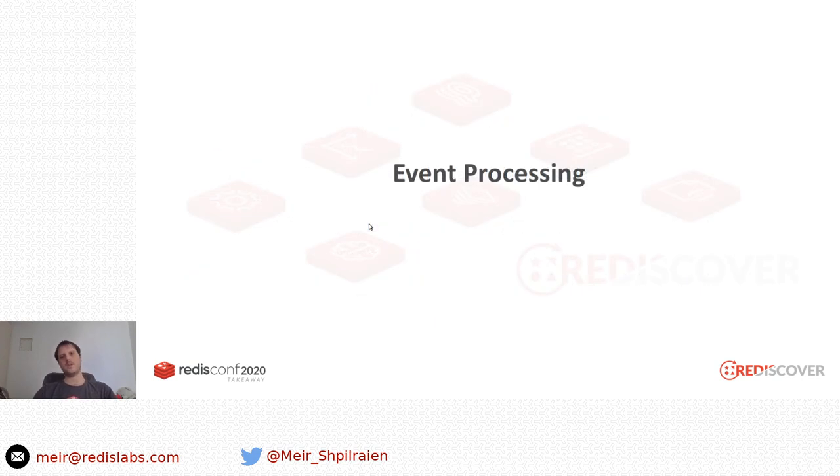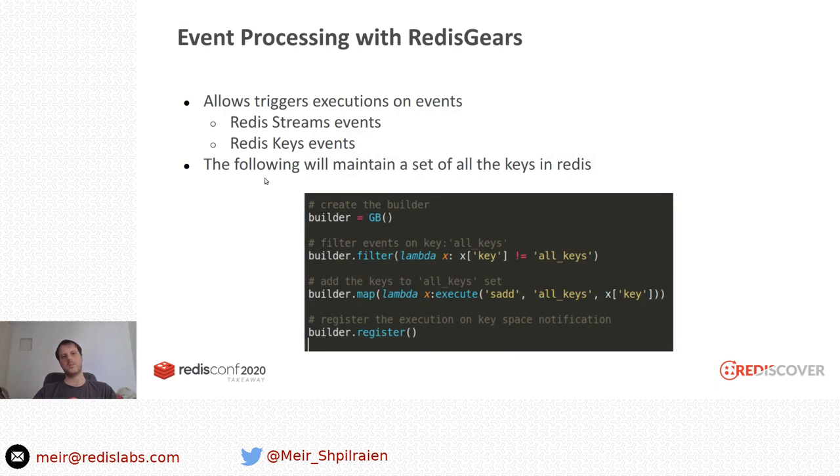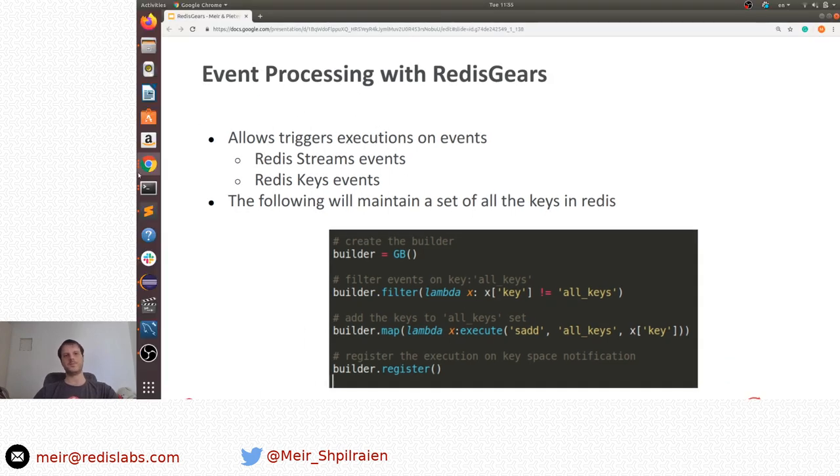Okay, so now we can talk about event processing with RedisGears. What I showed you till now is how you can do batch processing, how you can run a RedisGears function on your data immediately. But RedisGears also allows you to interact on events. Some of the events can be key changes. You can interact whenever a key changes, a key is created, a key is deleted. You can also interact on stream events, like data arrives to the stream and you want to read this data and do something with it. So I want to show you a simple example of what you can do with it.